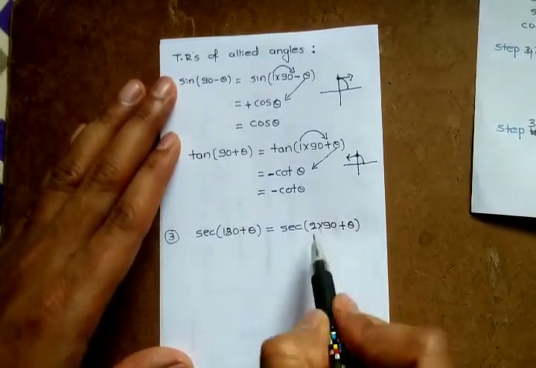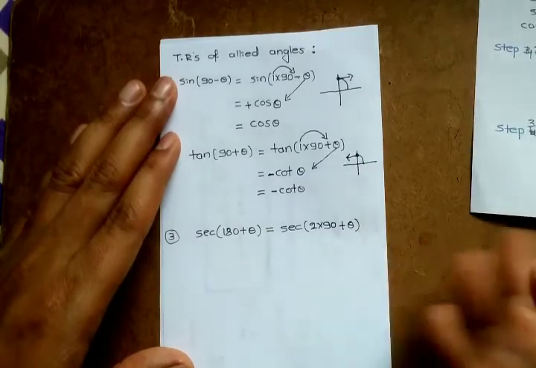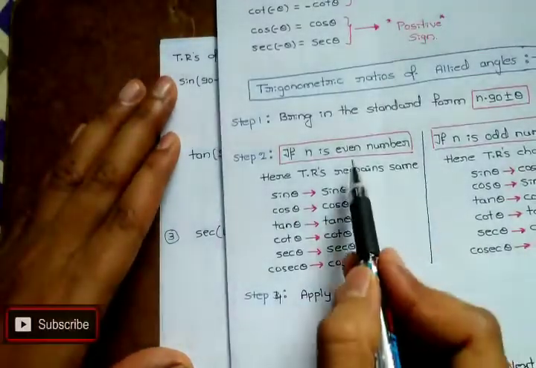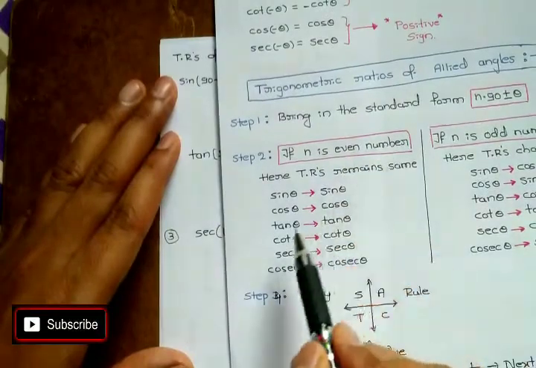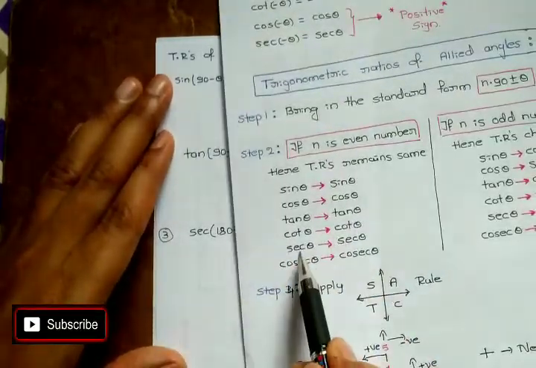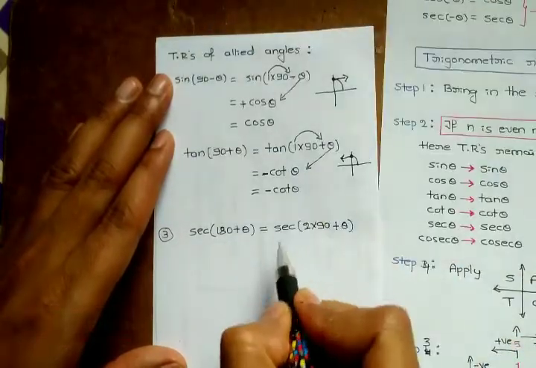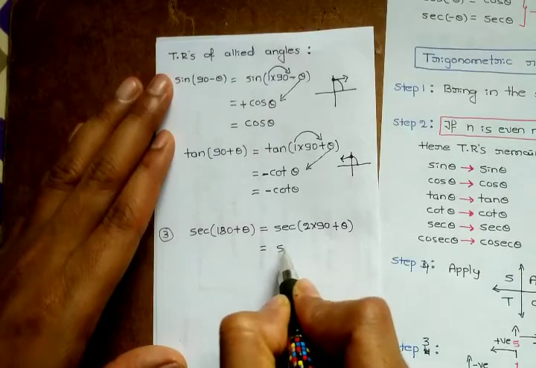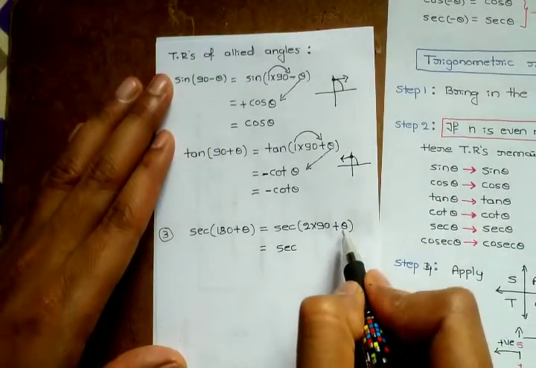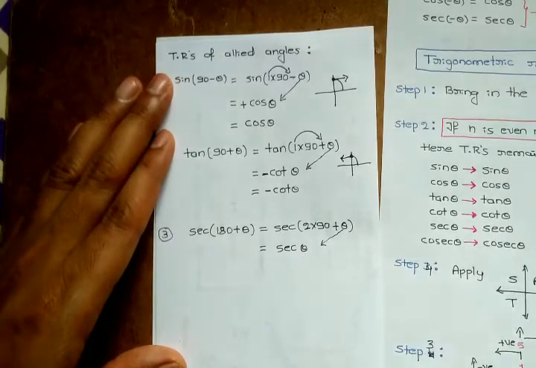Next, you can see n is 2. 2 is which type of number? Even number. If n is an even number, which trigonometric ratio is there? Sec is there. So sec remains sec only. Therefore keep this sec as it is, and the last angle, keep it as it is, that is theta.